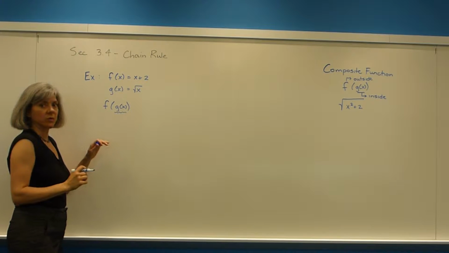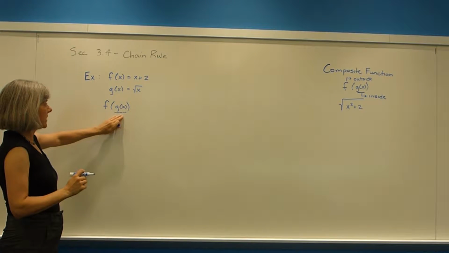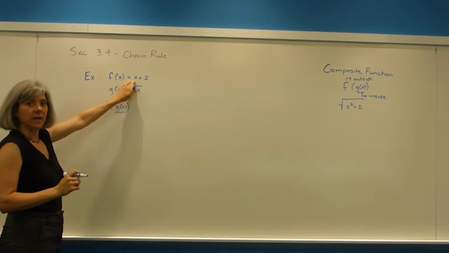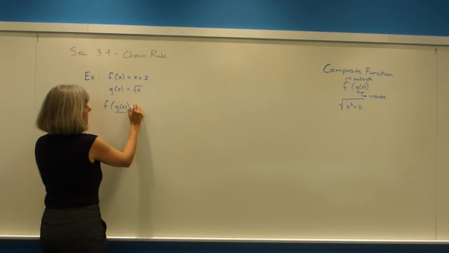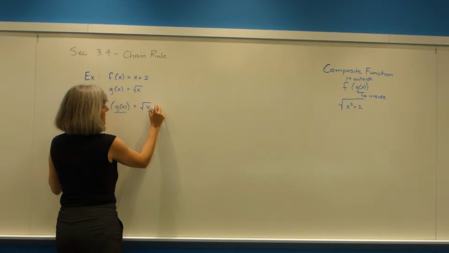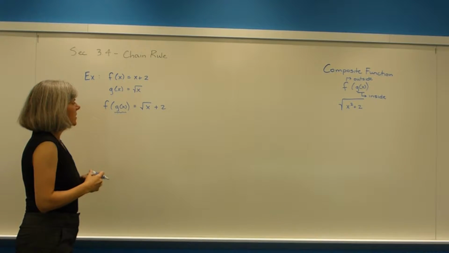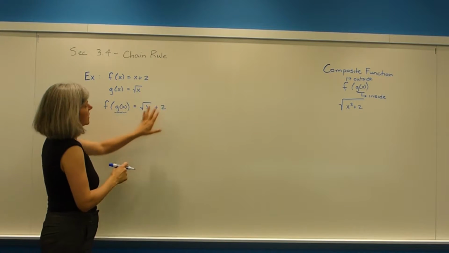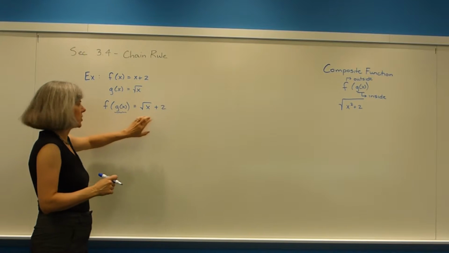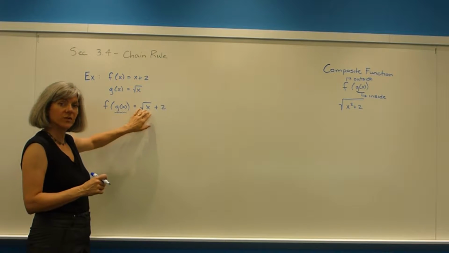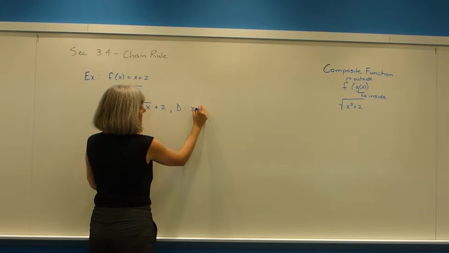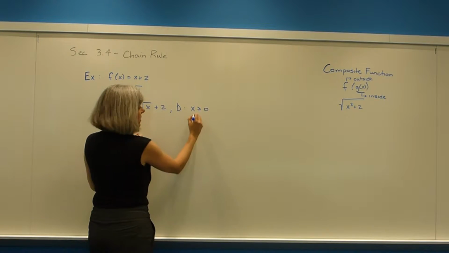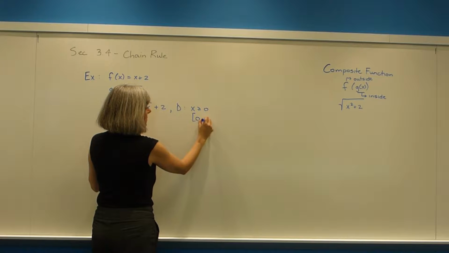Remember from the difference quotient, we did the same thing. This says put g of x in everywhere I used to have an x. So that means put square root of x in everywhere there used to be an x. So square root of x plus 2. What is the domain of this? Well, there's no restriction that comes out of adding 2, but clearly we can only take the square root of a non-negative number. So the domain here would be x greater than or equal to 0, or in interval notation, 0 to infinity.